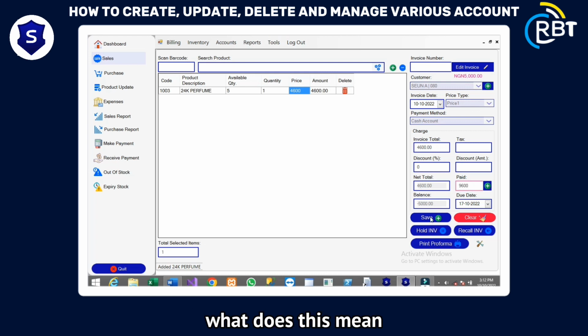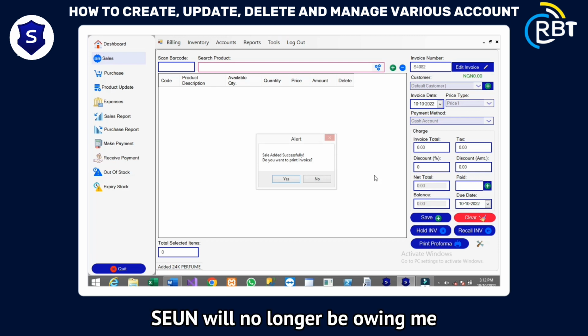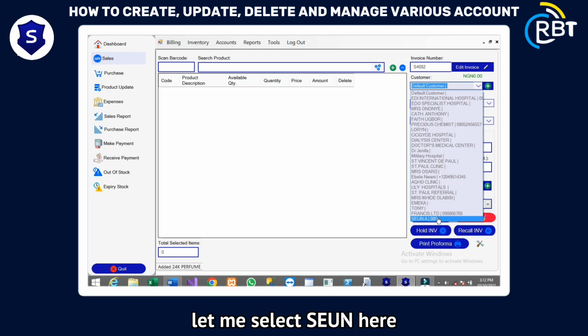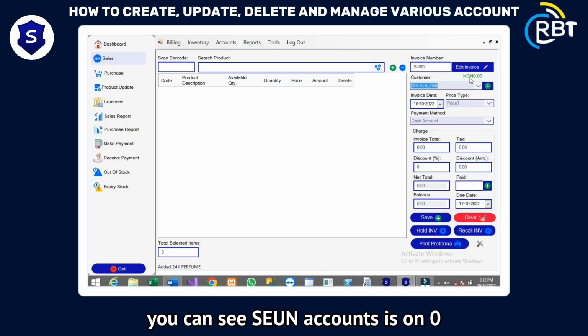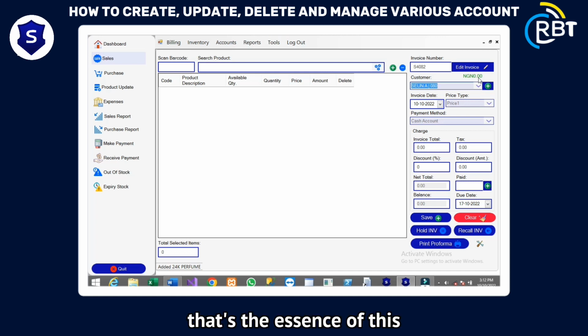What does this mean? It means that the balance is now minus. So once I save this transaction, what will happen? The simple thing that will happen is that Sean will no longer be owing me, and let's check how that goes. Let me select Sean here. You can see Sean's account is on 0 because he was owing me 5,000 before. He bought something and he overpaid. So that's the essence of this customer account.